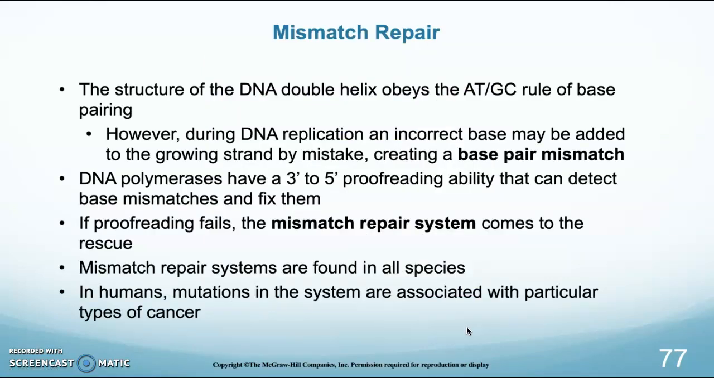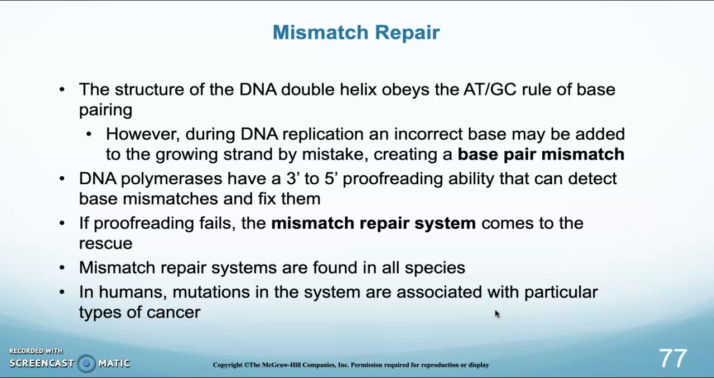We can also get mismatch repair. We know that the structure of DNA should follow the AT and GC rule of base pairing. We know, though, that during DNA replication, it doesn't happen very often, but sometimes an incorrect base might be added, and this would create a base pair mismatch. DNA polymerases have a 3' to 5' proofreading ability. They basically run the length of the DNA looking for any mismatches, and then they try to fix them.